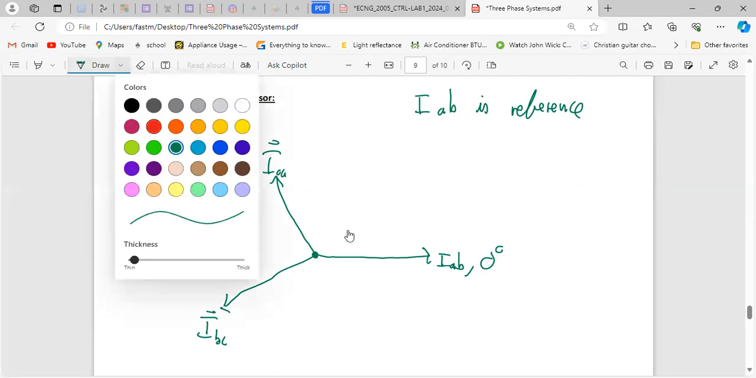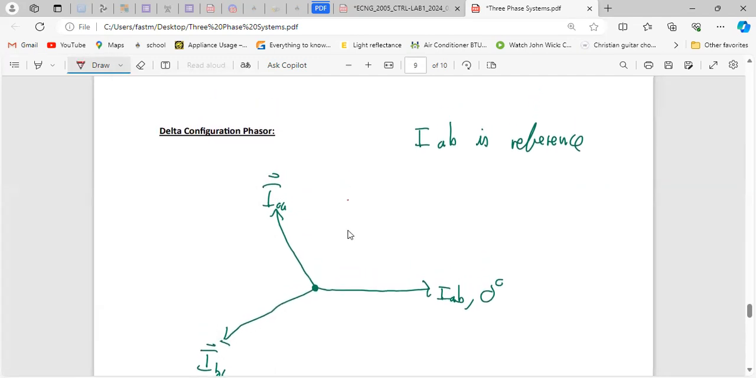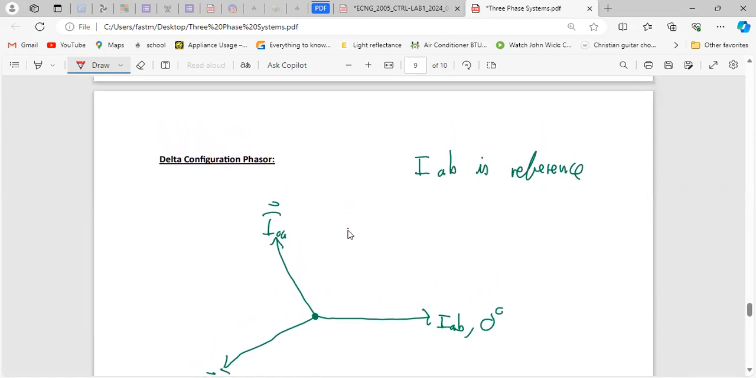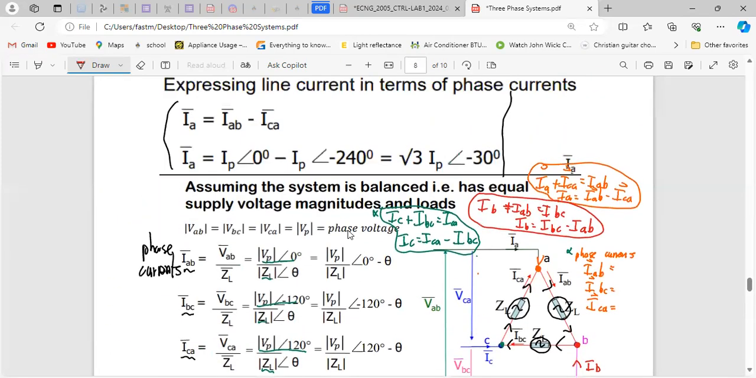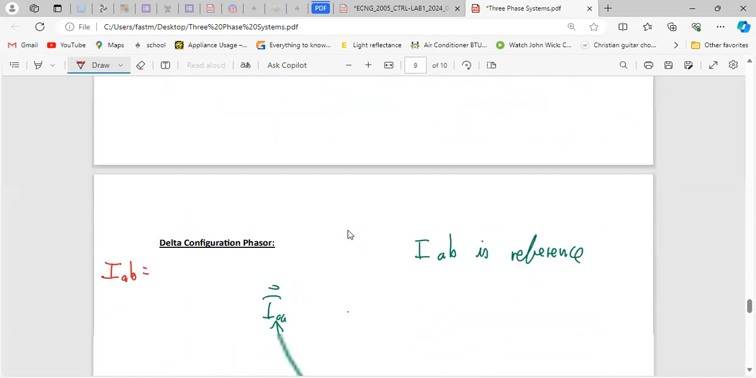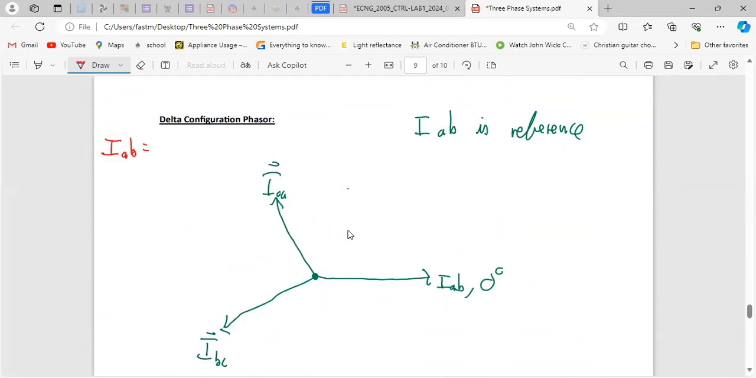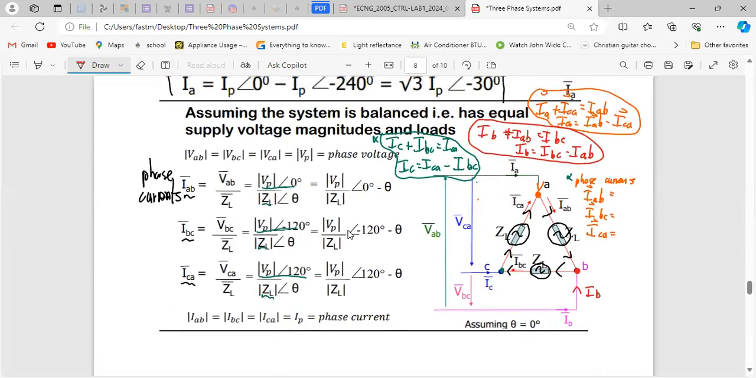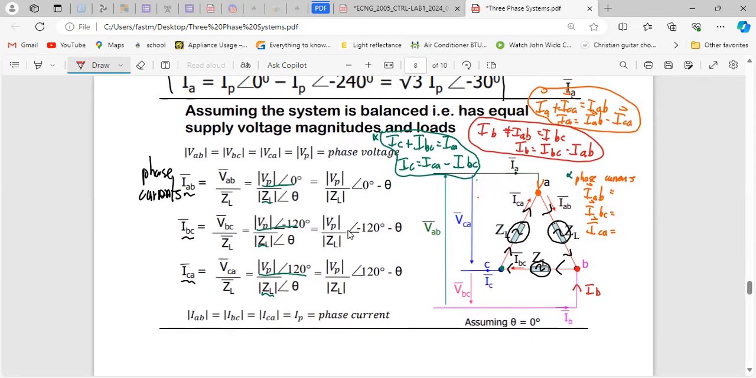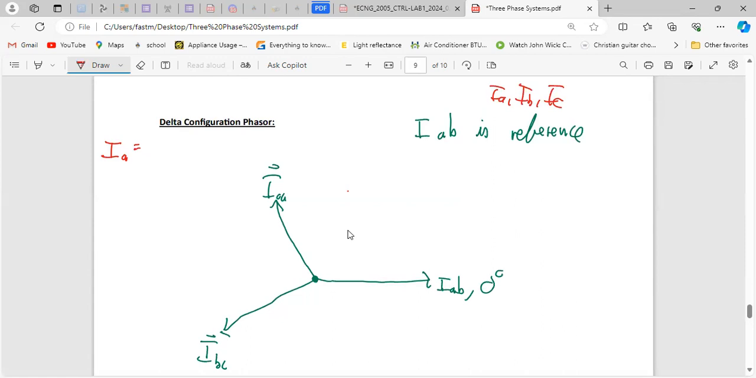So now you have to add in the line currents, right? That's how we did before. We had to use our equation to do what we want. So if we go back to the equations that we formed, we want IA, IB, and IC, your three lines. If we start with IA, let's go back up to the equation we had. So IA was IAB minus ICA.